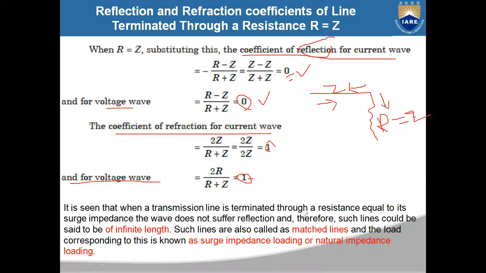When the transmission line is terminated through a resistance equal to the surge impedance or characteristic impedance, the wave does not suffer any reflection. Therefore, such lines you can also call infinite length lines, or matched lines. And the load corresponding to this is known as the surge impedance loading or natural impedance loading.